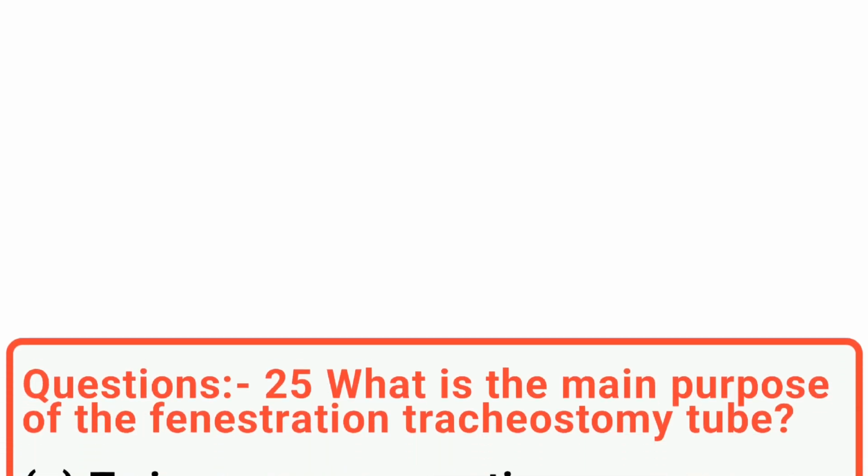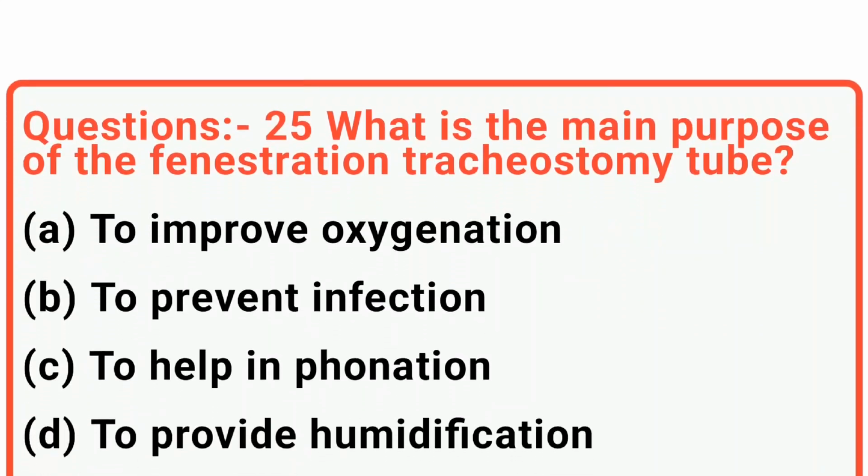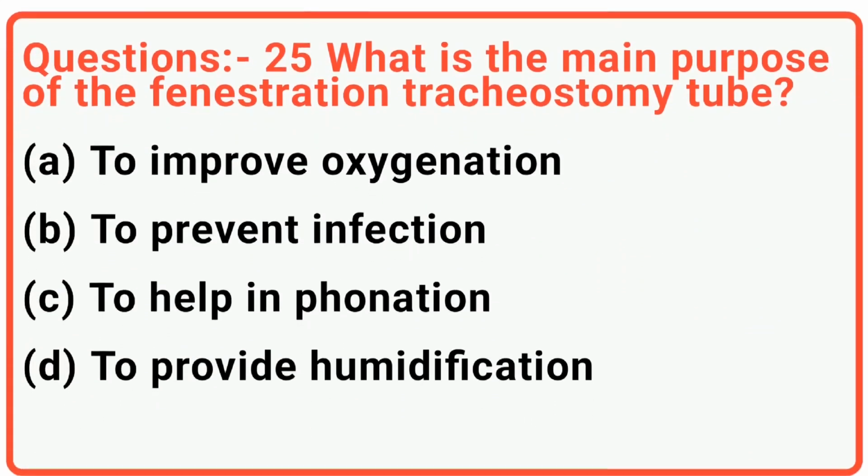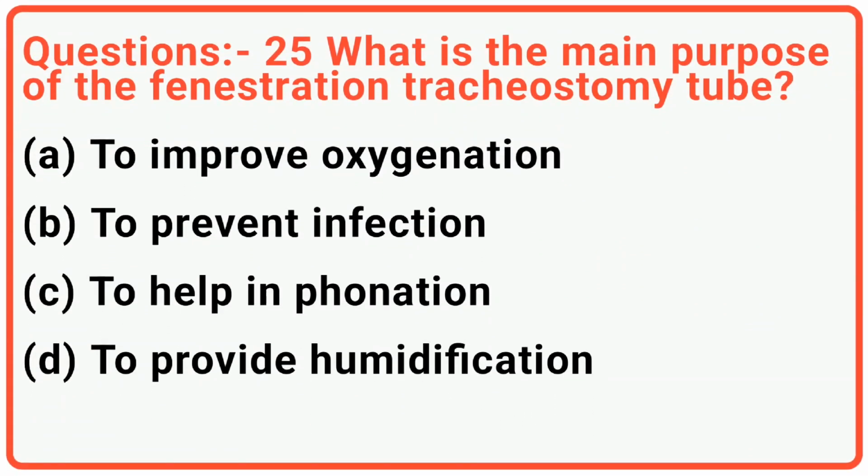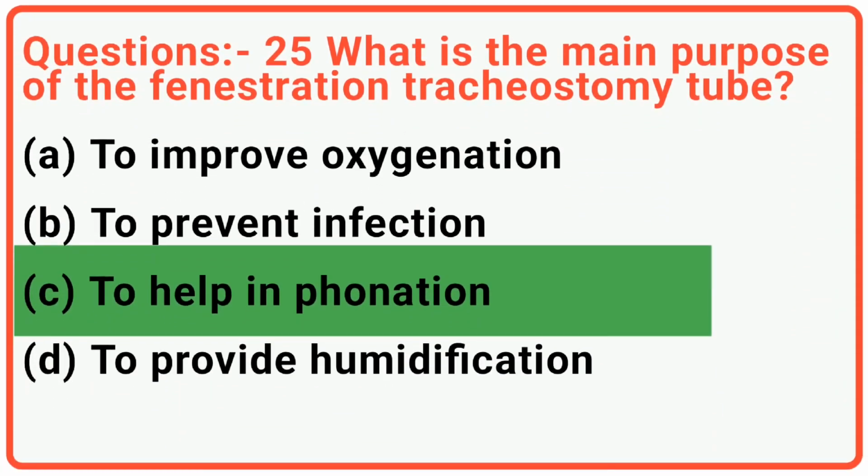Question 25. What is the main purpose of the fenestrated tracheostomy tube? A. To improve oxygenation. B. To prevent infection. C. To help in phonation. D. To provide humidification. Right answer is C. To help in phonation.